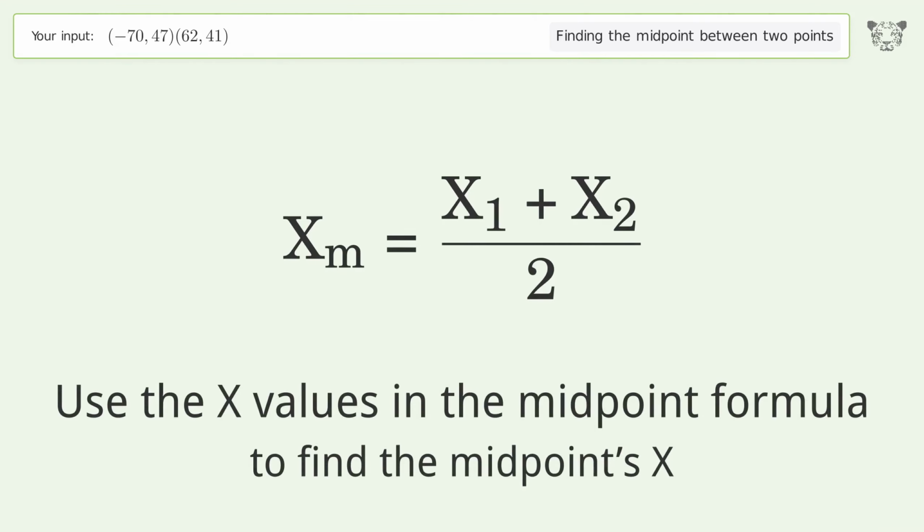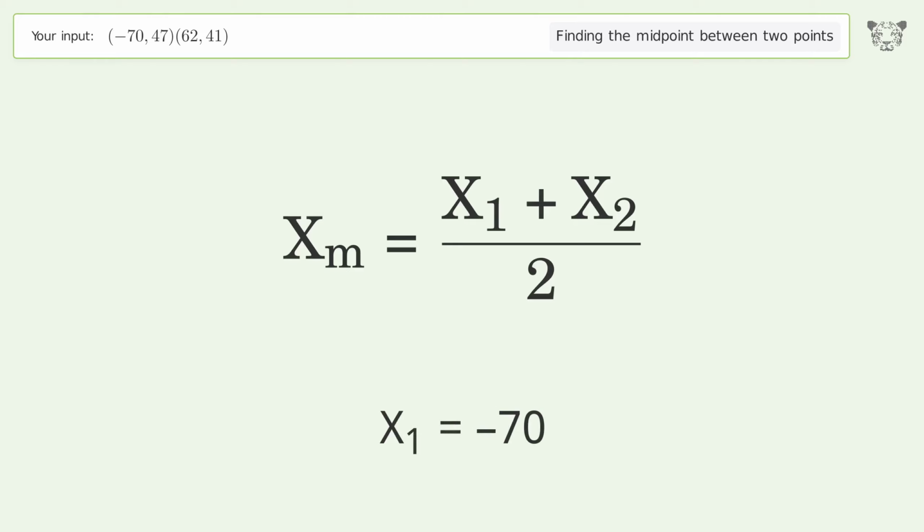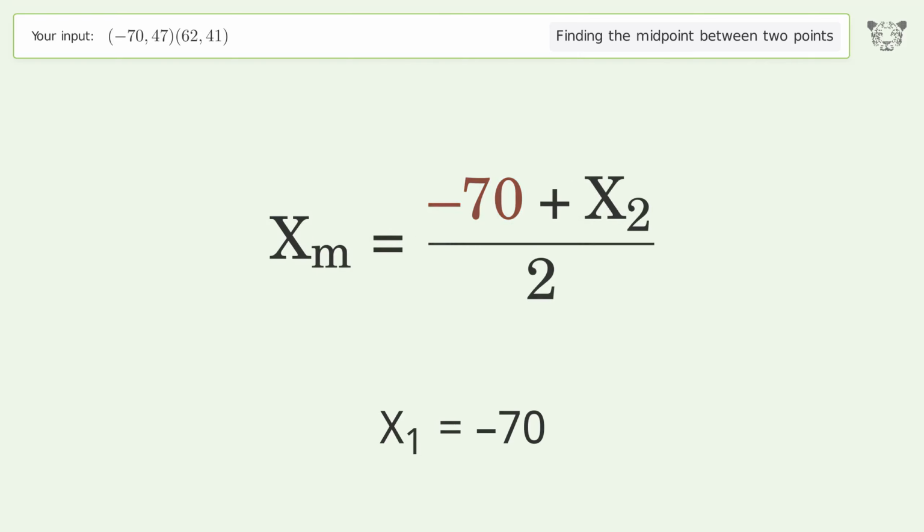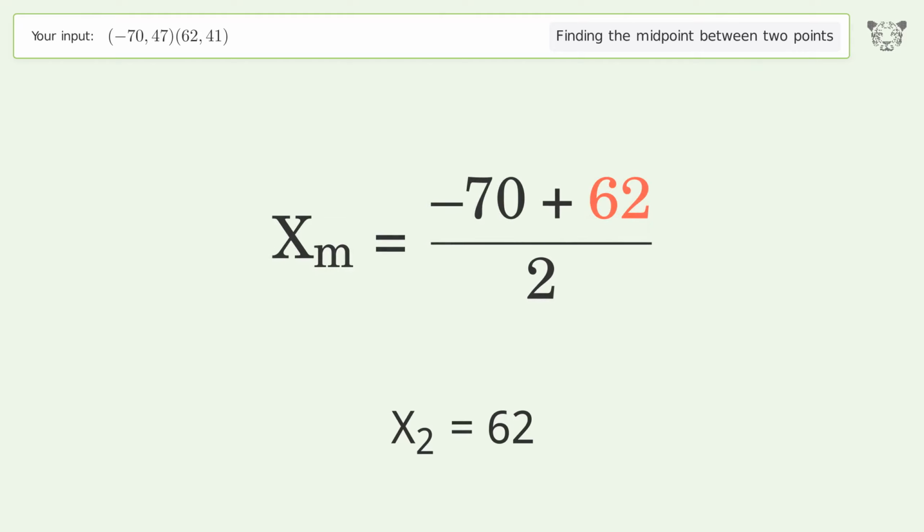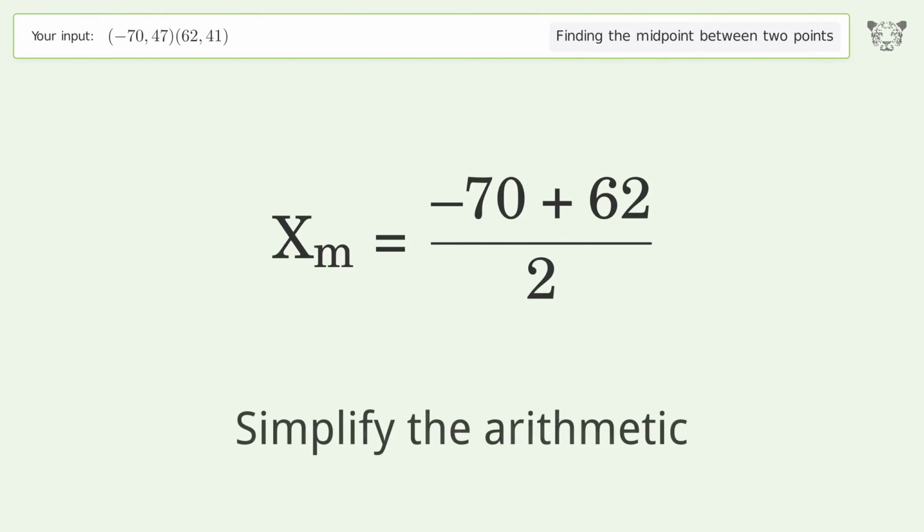Use the x values in the midpoint formula to find the midpoints x. x1 equals -70. x2 equals 62. Simplify the arithmetic.